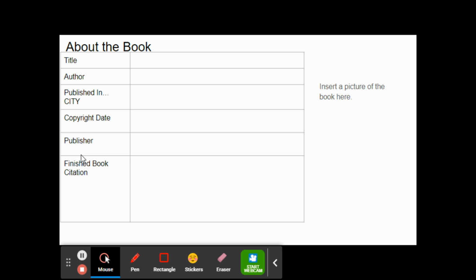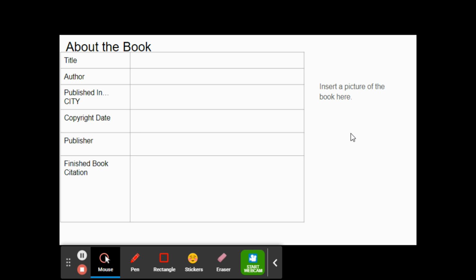Now, it says finished book citation. Okay? We're going to do some work and learn how to cite a book. So right now, I don't expect you to have this, okay, until after I teach you how to cite a book. But you have to have all of the information above in order to be able to cite a book, okay? All right, you have to insert a picture of the book here. So you can like just search the internet, find a copy of what the book looks like, and insert it.